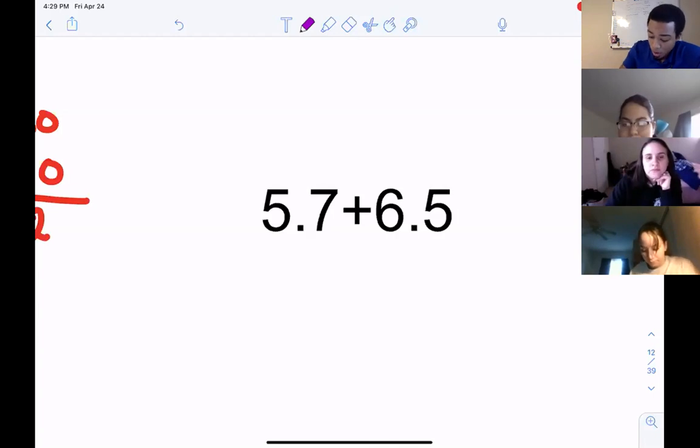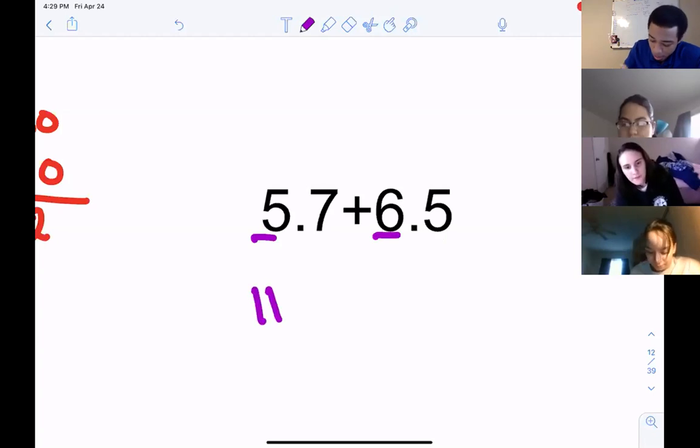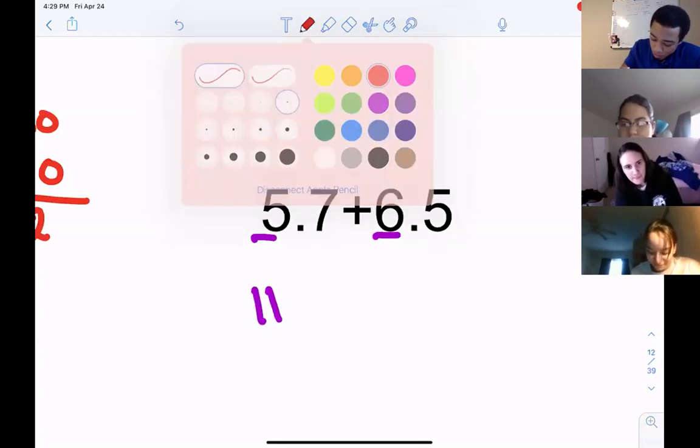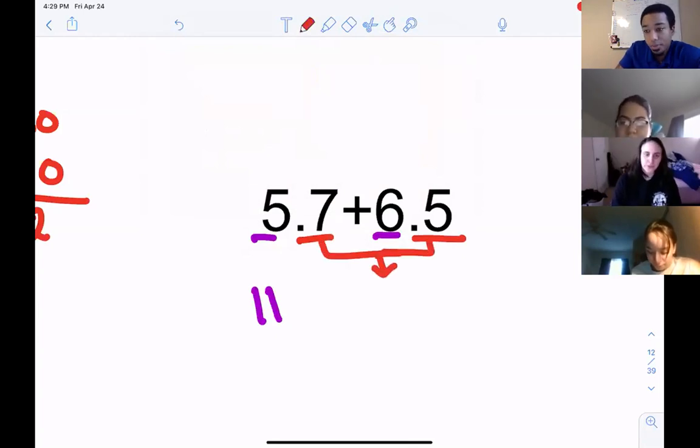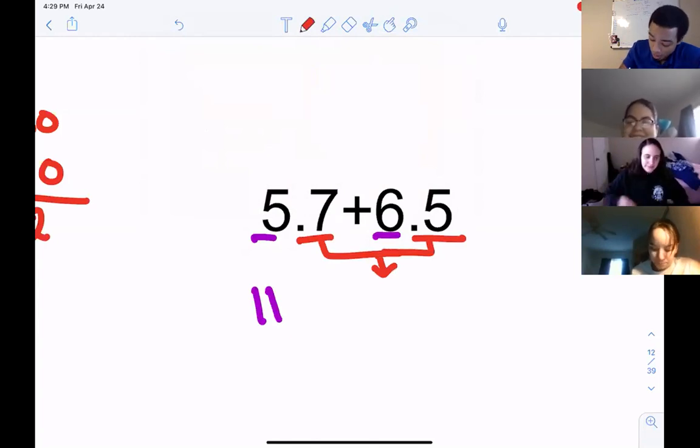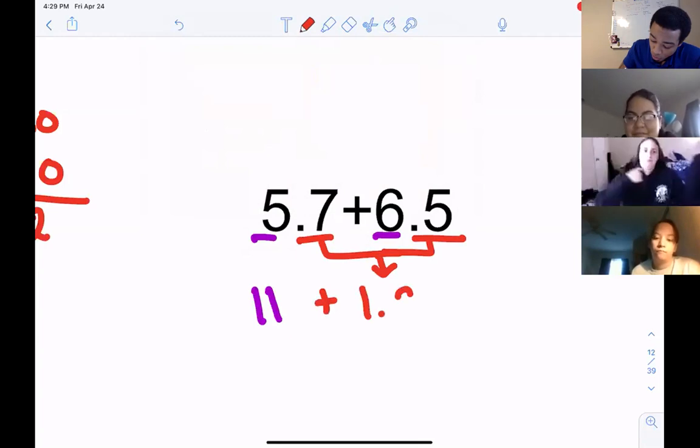So if I want to go with the decimals first or the whole numbers first, it doesn't matter. Just pick one and go. 5 plus 6, everybody, is? 11. Correct, 11. And then when we look at the other one, 0.7 plus 0.5, what does that come together to make? 1.2, not 12, yeah. So that makes 1.2.